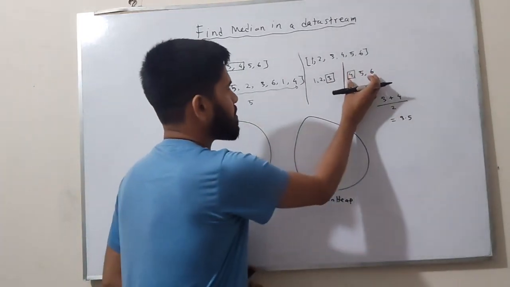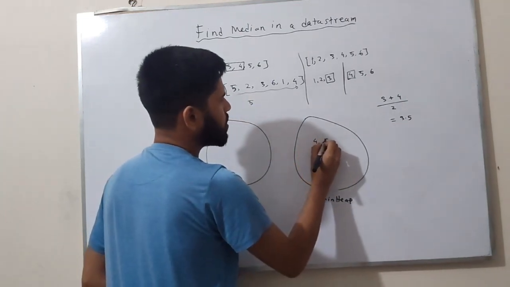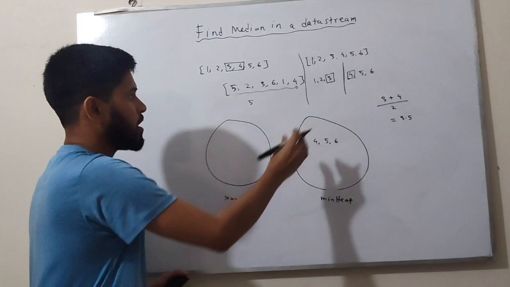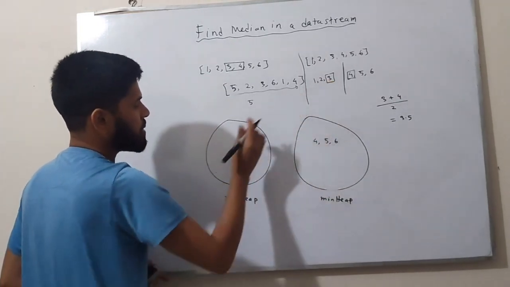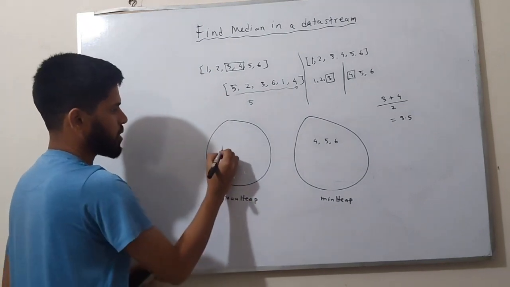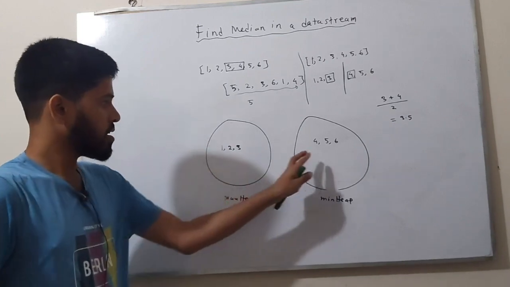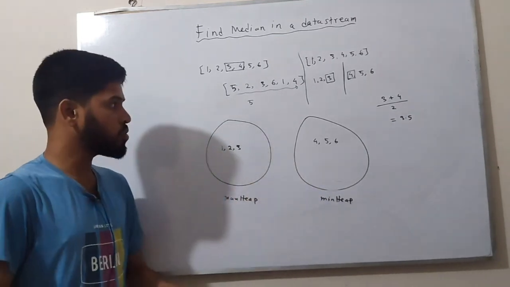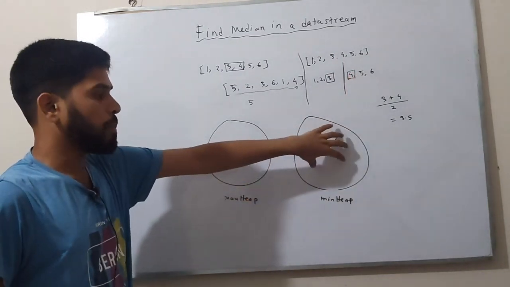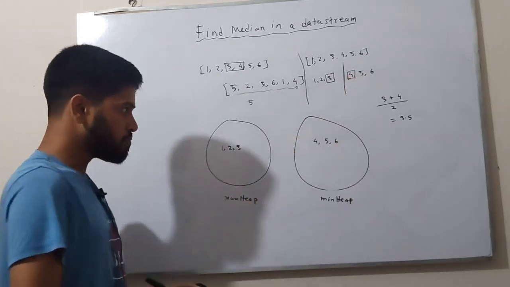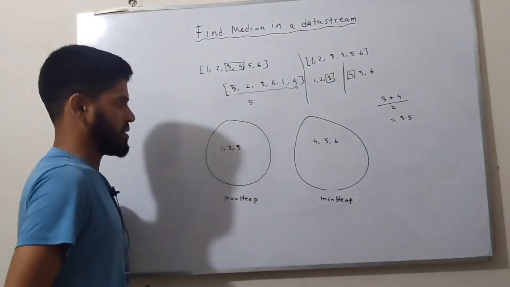From the right part, we're going to store the values in our min heap data structure, so we get 4, 5, 6. From the left part, we're going to store the elements in our max heap data structure, so we get 1, 2, and 3. Did you understand what we're doing here? We are partitioning our array and storing the elements of the right part in min heap and the elements of the left part in max heap.